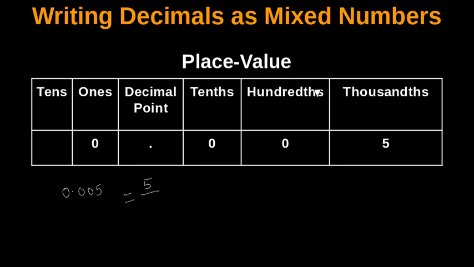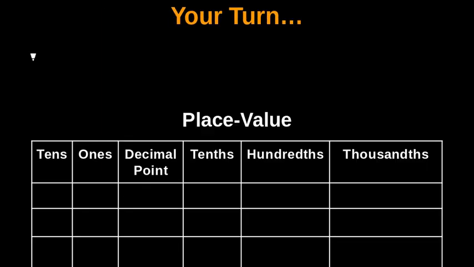5 over what place does 5 belong to? Thousands place, and that will be your denominator. Okay, so 0.005 equals 5 over 1,000. As simple as that, right? Okay, here you have some questions to try out.